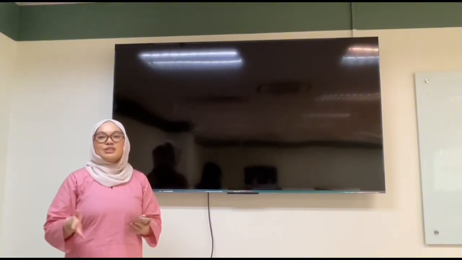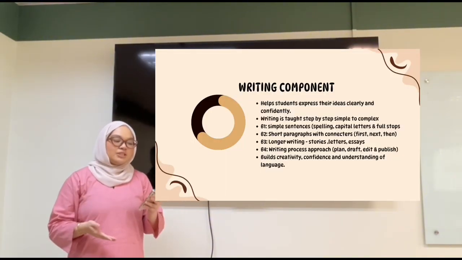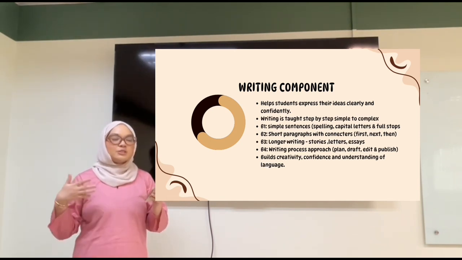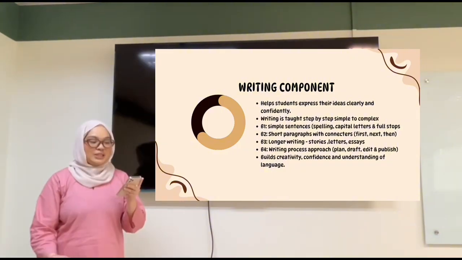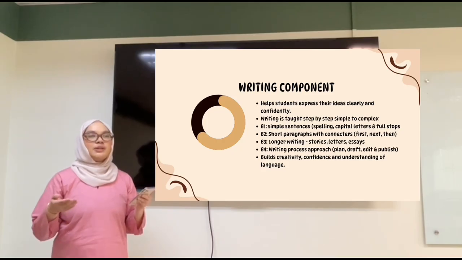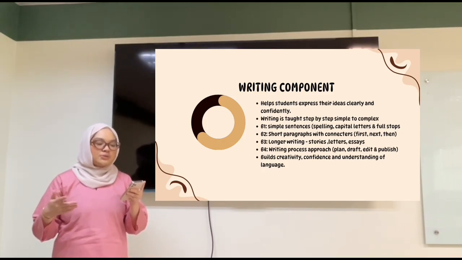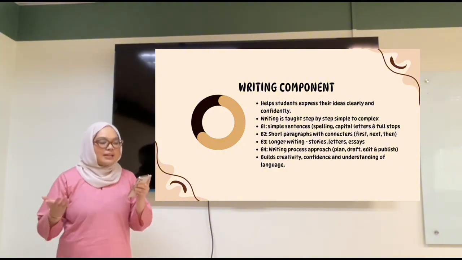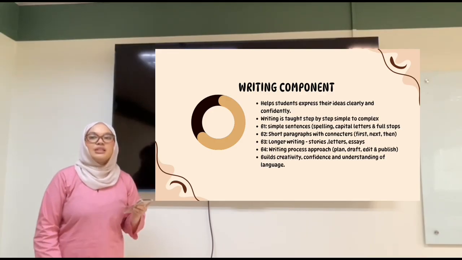Okay. So I'll be continuing with my part for the writing component. So the purpose of the writing component is to help students express their ideas clearly and confidently. In B2, it usually aims for year 2 to 4. In B2, students will start to learn to write short paragraphs and use connectors such as first, next, and finally.